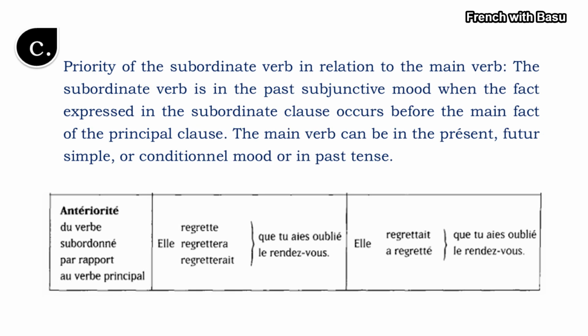Antériorité du verbe subordonné par rapport au verbe principal. Anteriority of the subordinate verb in relation to the main verb. The subordinate verb is in the past subjunctive mode when the fact expressed in the subordinate clause occurs before the main fact of the principal clause. The main verb can be in the present, future simple or conditional mood or in past tense. I will discuss le subjonctif passé in some other video.